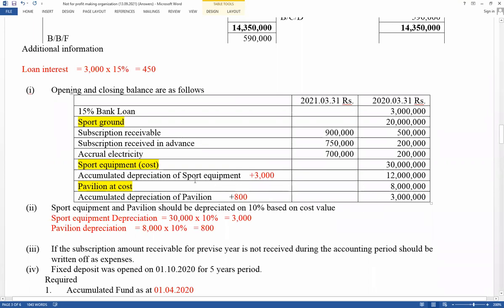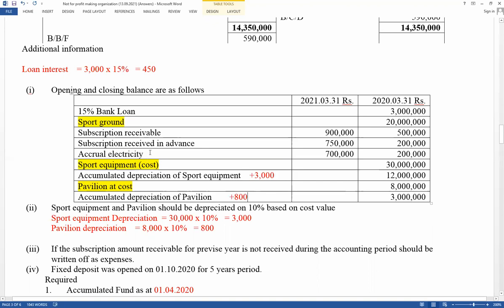As well as accumulated depreciation sport equipment. Opening balance 12,000 plus 3,000. Closing balance equals 15,000. Annual depreciation should be included as expense, and in financial position as accumulated depreciation, the closing balance should be recorded. Given opening balance, annual depreciation also affects the closing balance. Therefore, sport equipment accumulated depreciation closing balance equals 15,000, and pavilion accumulated depreciation closing balance equals 3,800. Should be included in financial position.